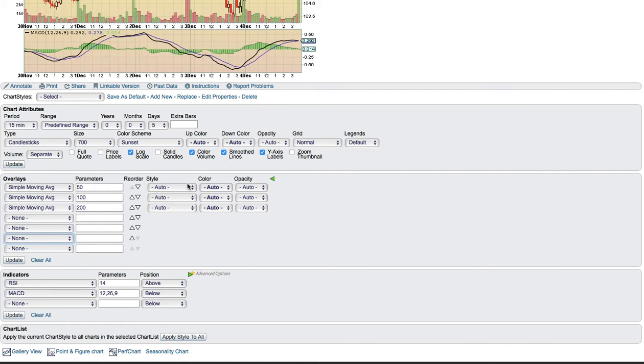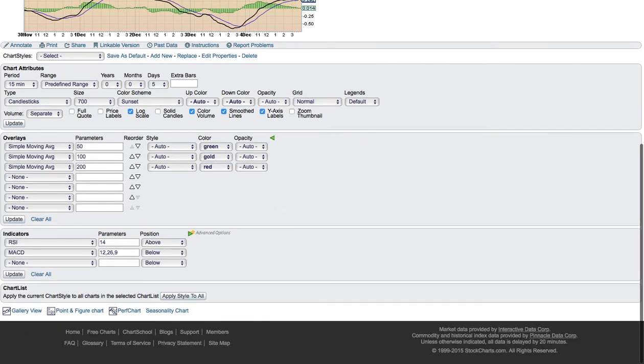Okay, so we have the sunset. I like to do the green, gold, and red. Those are the 3 colors that I like to use for my 50, 100, and 200 day moving average chart.